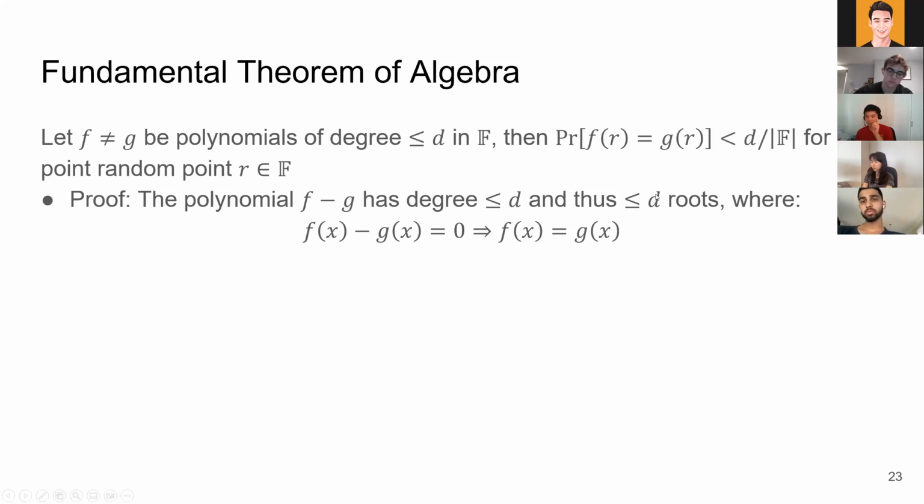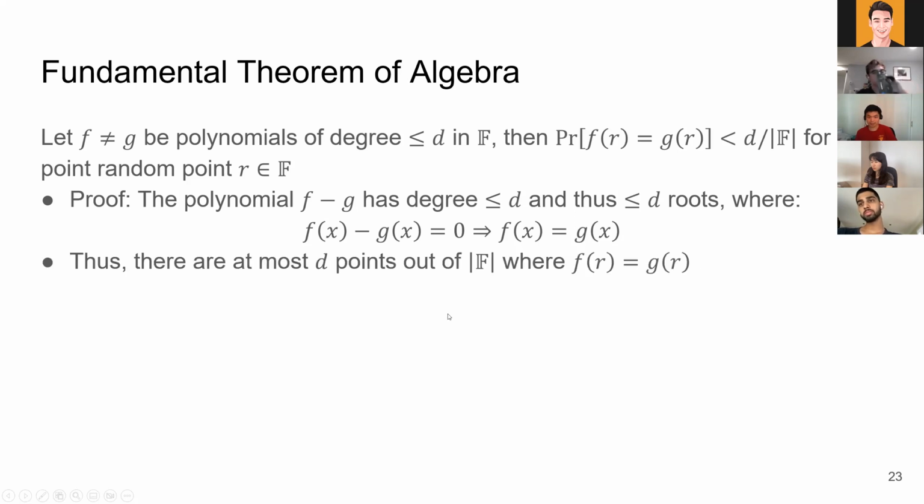That means that there's only d possible spots where f of x minus g of x equals 0. And that means that there's only d possible spots where f of x equals g of x. And that means that there is at most d points out of the finite field where f equals g. So I think in this case, you're right. We have a less than or equal to over there. It should be less than or equal to instead of a strictly less than.